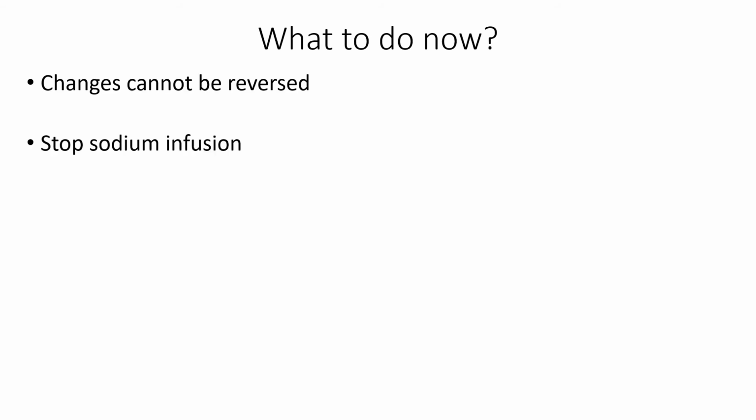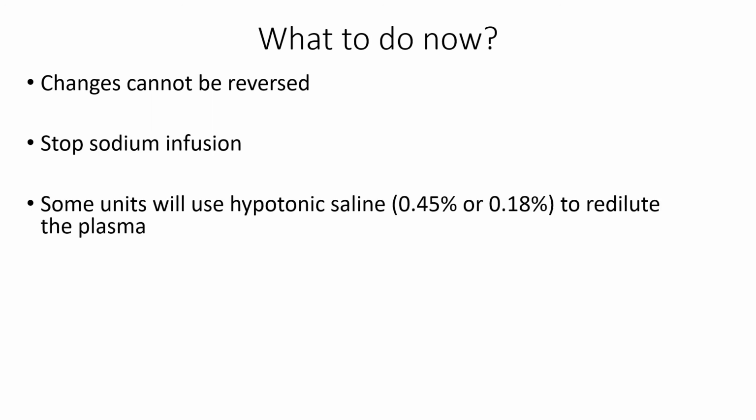So what can you do now? So the changes can't really be reversed, but you're going to stop giving him sodium. If you've overshot very quickly, you can consider trying to reduce that overshoot. So this is based on what sources you read. Some units will use hypotonic saline to try and reverse that effect. So 0.45% or 0.18%. This kind of redilutes the plasma.